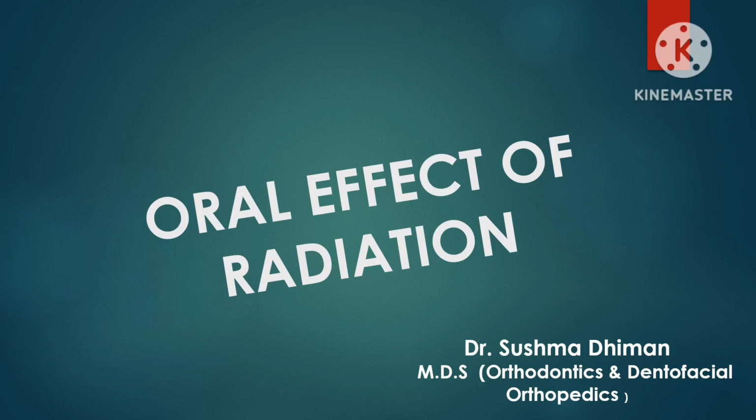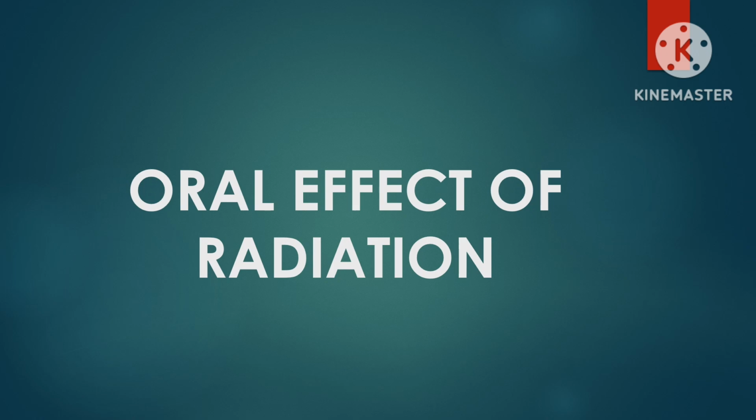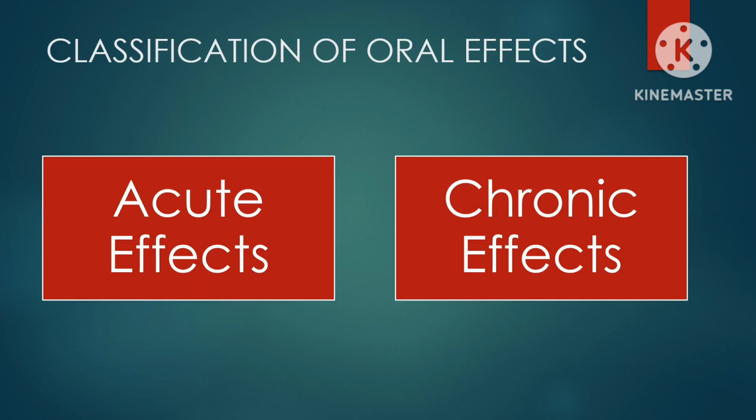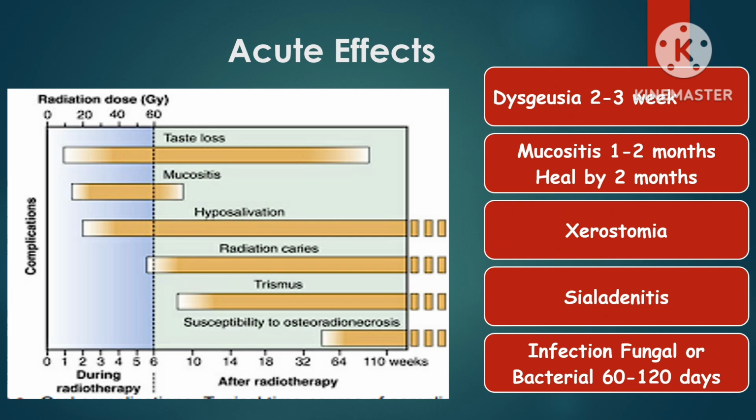Hello, in the last video we talked about the biological effects of the radiations on the human body, and in this chapter we'll read specifically about the oral effects of the radiations. Oral effects can be classified into acute effects and chronic effects. This we have already studied in detail in previous videos. These include dysgeusia, mucositis, xerostomia, sialadenitis.